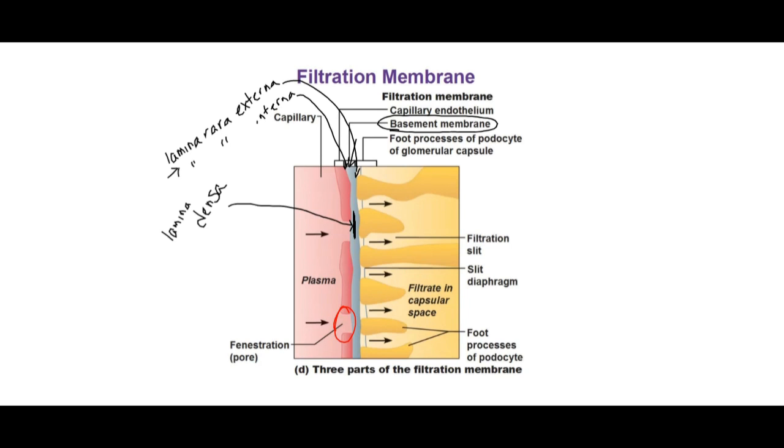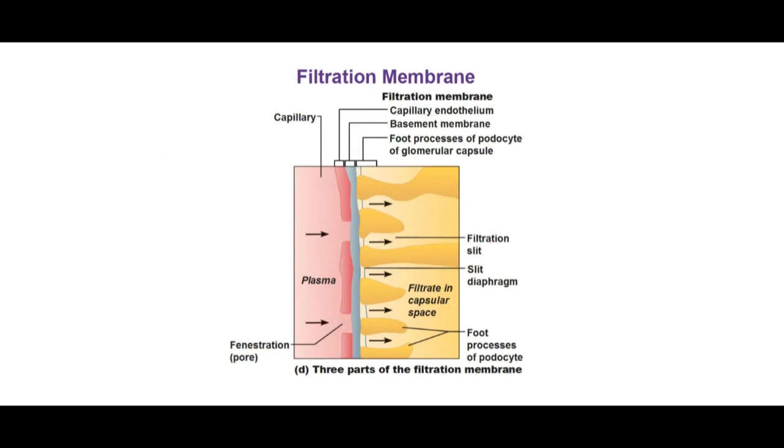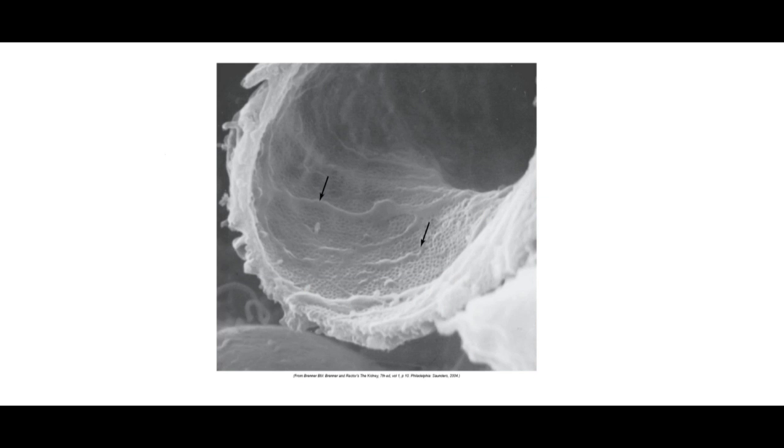Anything that is too large or too negatively charged is not going to make it all the way through. This is going to be really important specifically for our larger molecules like our proteins, which should not show up in your filtrate. Okay? So this figure is actually from the Boron book, and it just shows an electron micrograph of the fenestrations that you would see on the glomerular capillaries.